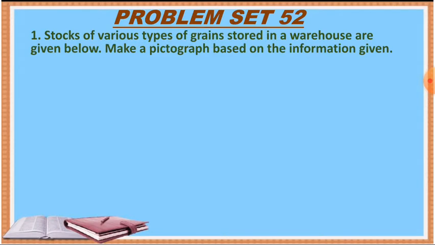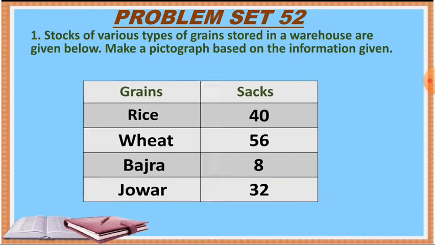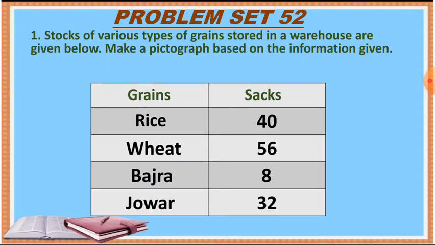Now copy the first question. Stocks of various types of grains stored in a warehouse are given below. Make a pictograph based on the information given. So here the question is given and the information of the grains.